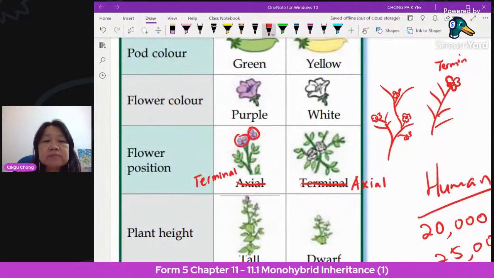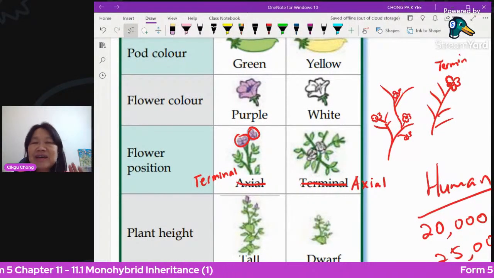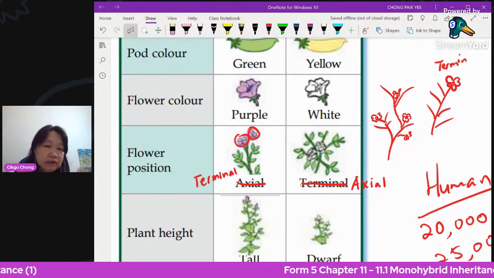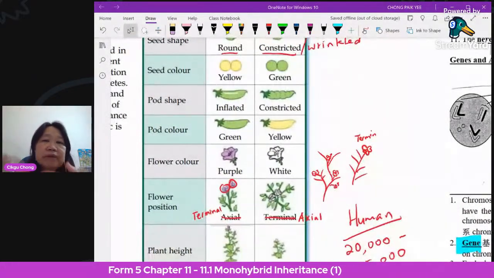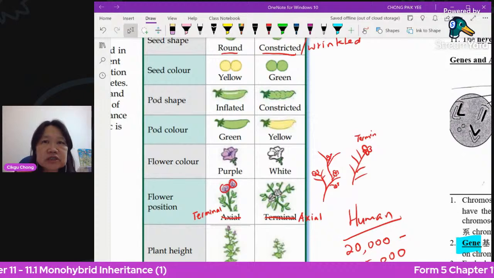Okay, one more feature is plant height. You notice there are 2 types of plant, Pisum sativum, the pea plant. Some are naturally tall, and some are dwarf. Dwarf means short. So he crossbred many of these, and then he discovered amazing proportions, or an amazing law.